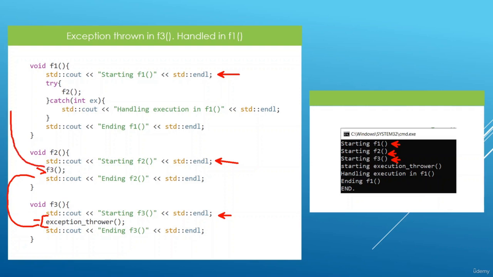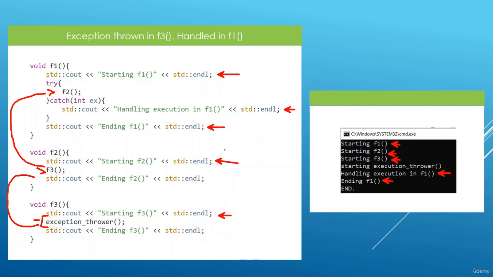So we are going to come back to this level, and we are going to be lucky to find a catch block which is going to handle our exception. We are going to say that we are handling the exception in F1. That's what we have here. The program is going to end well in F1, so we are going to say that we are ending F1. That's what we see here. And our program is going to end properly.